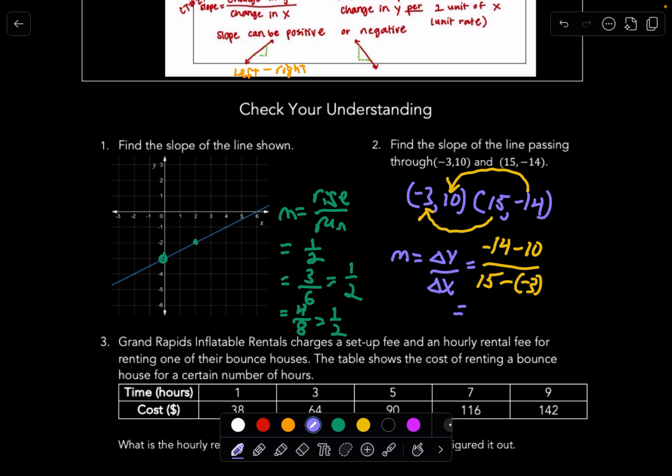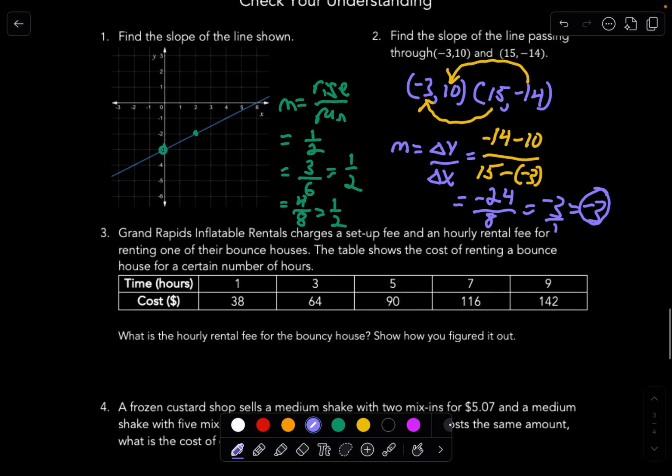So the top is negative 14 minus 10. If you use a calculator, you'll see it's negative 24. And then the bottom is 5 minus a negative 3, which is 5 plus 3, which is 8. Negative 24 over 8 is negative 3 over 1, or just negative 3. And there you go. Okay.